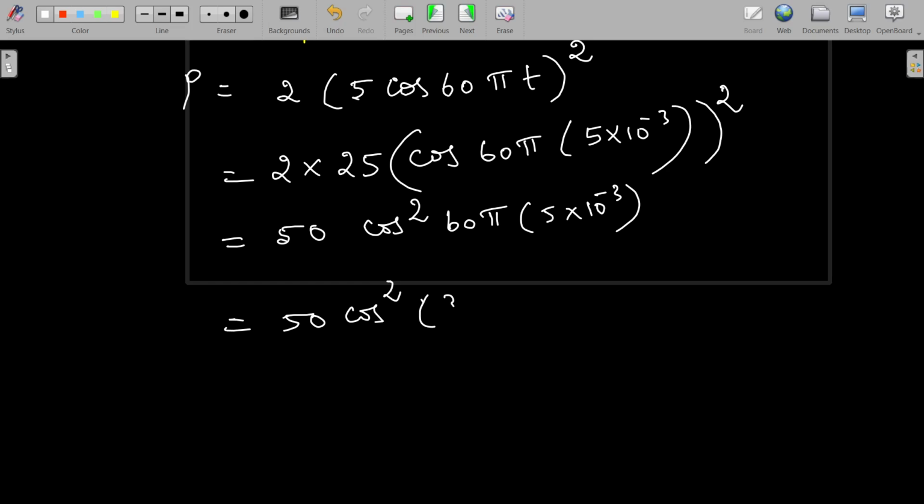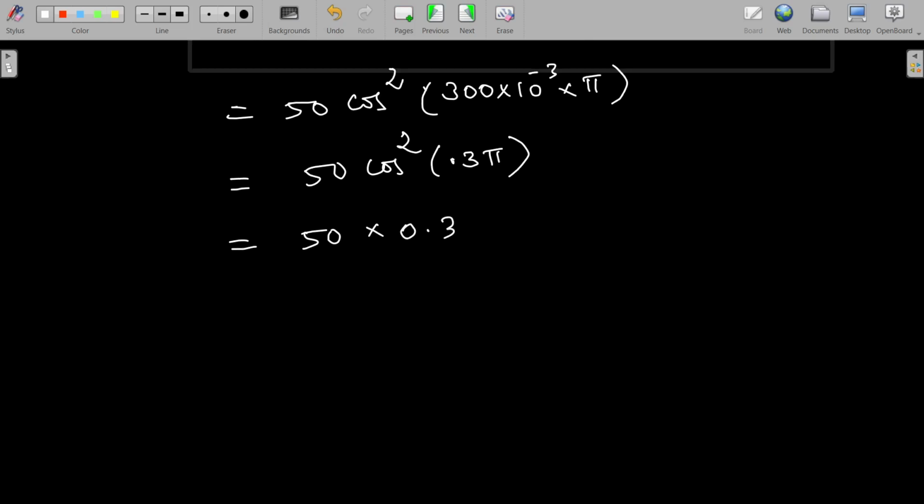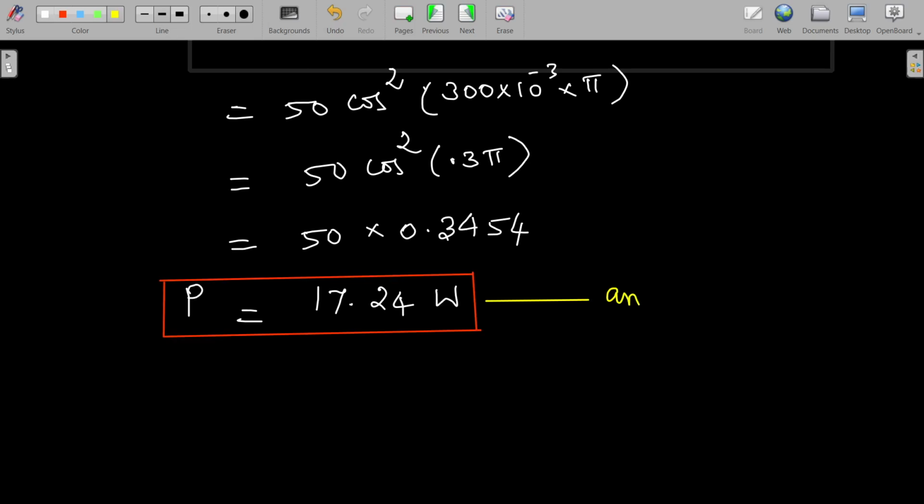So that is equal to 50 into cos square of 60 pi into 5 into 10 power minus 3. 60 into 5 is 300, so 300 into 10 power minus 3 into pi. This can be written as 50 into cos square of 0.3 pi. So it is 50 into cos square 0.3 pi, which is 0.3454. So this is equal to 17.24 watts. This is the P for the first one, the answer for the first part.